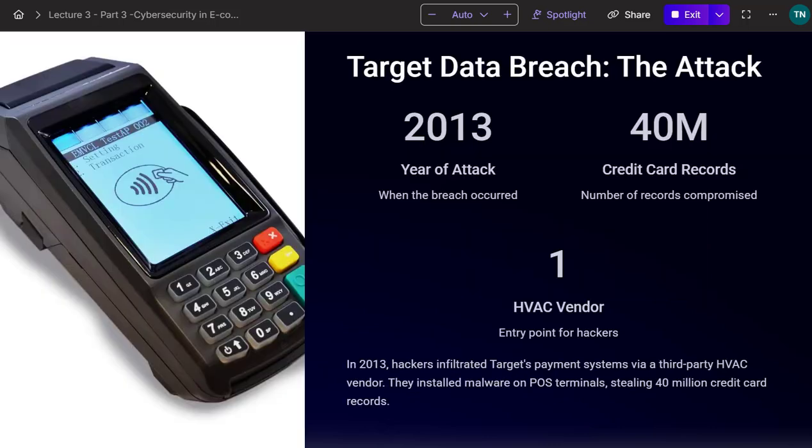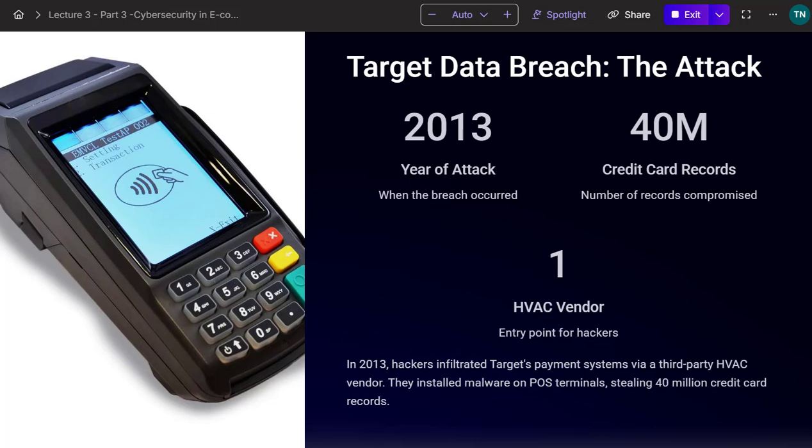So we come back to the example of the Target data breach. The Target data breach occurred in 2013 when hackers infiltrated the company's payment system through a third-party HVAC vendor. The hackers were able to install malware on Target's point-of-sale terminals, allowing them to steal 40 million credit card records.